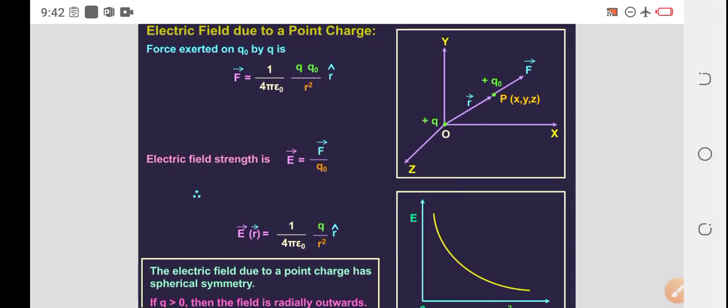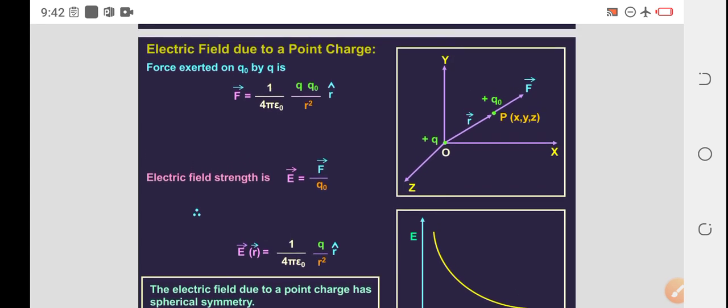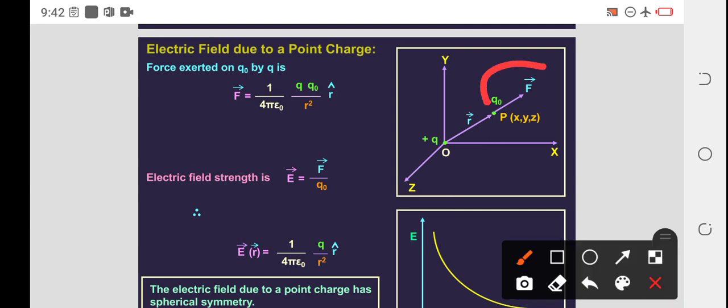Let us consider these two figures. Then you can see X, Y, Z axes and origin O. At the point P, the charge is Q naught. At the origin, the charge is Q. Now upon this point Q naught, a force F is acting. Now we need to find this F value at this point. Let's see, from Coulomb's law in vector form, that is 1 by 4 pi epsilon naught into Q Q naught by R square into R caps.